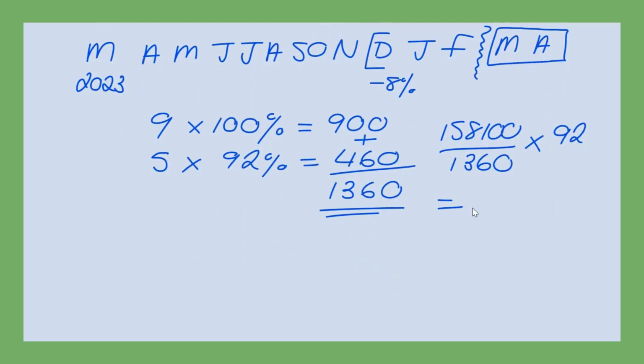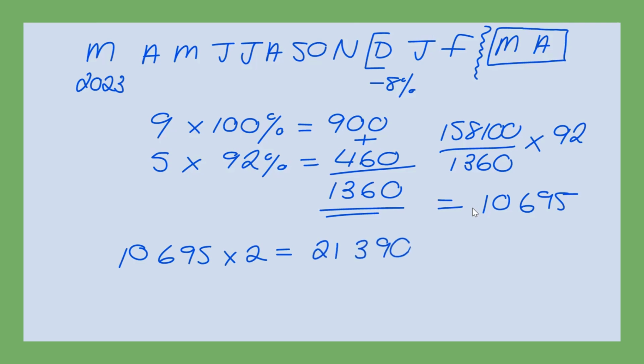So 158,100 divided by 1,360 multiplied by 92 gives me rental after the 8% decrease of 10,695 per month. But there are 2 months. So in your income statement, you must work with the 2 months. Yes, 10,695 times by 2 to get the total amount of rent we've received in advance, which is 21,390. So that's the rental income received in advance.